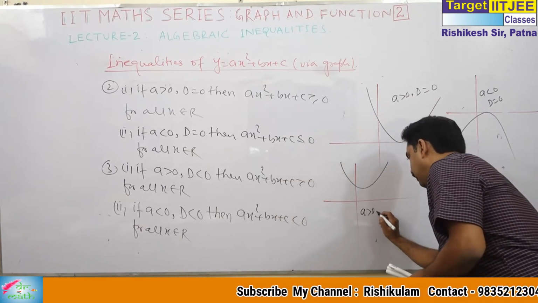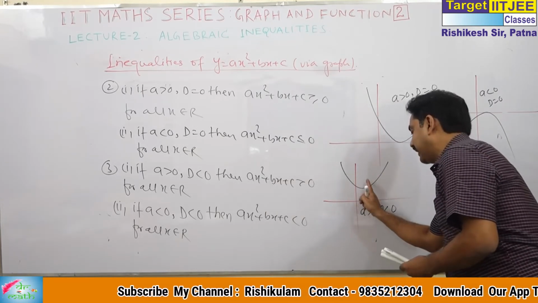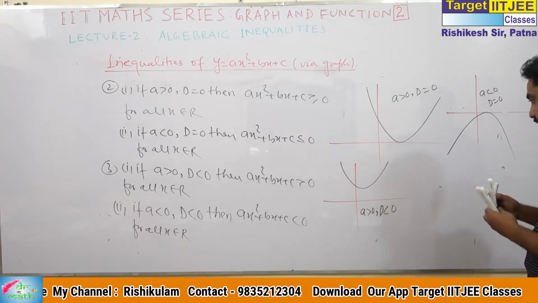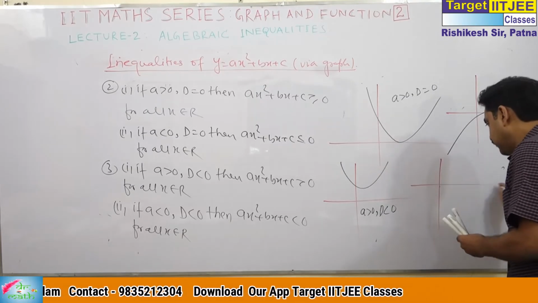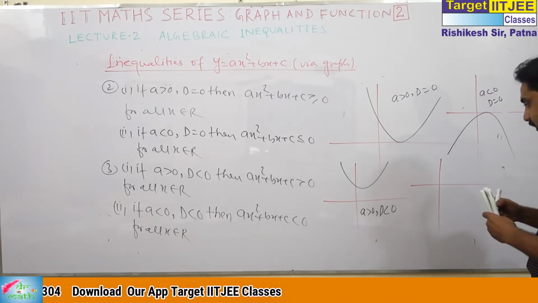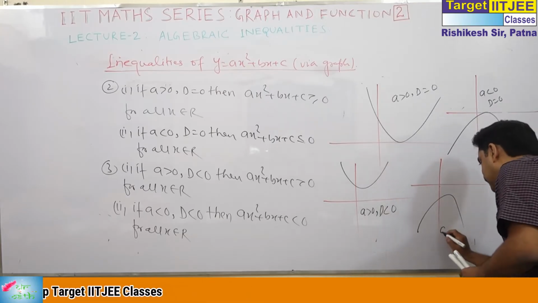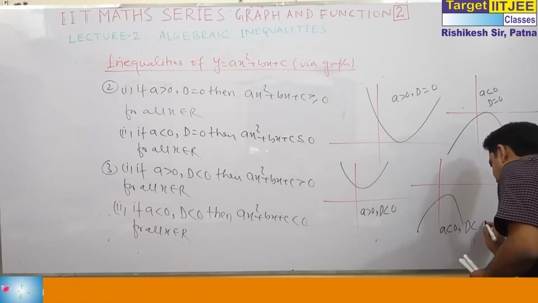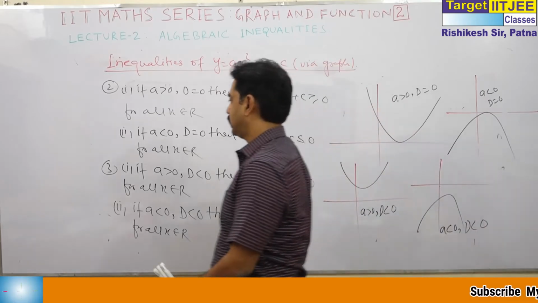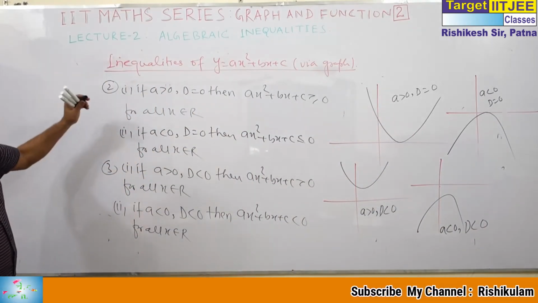A greater than 0, D less than 0: the graph lies above the x axis. I have taken one example. The turning point must be there if you draw the graph. And in this case, a less than 0 and D less than 0. These are actually six graphs. I have discussed them in another chapter also, but let's review this.